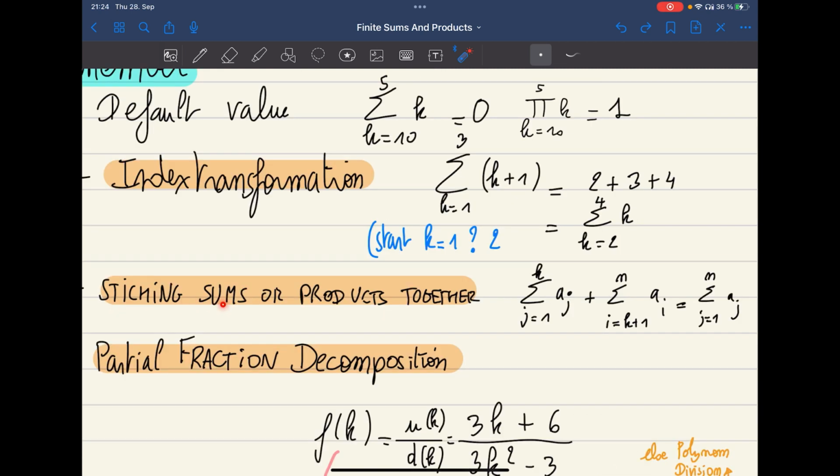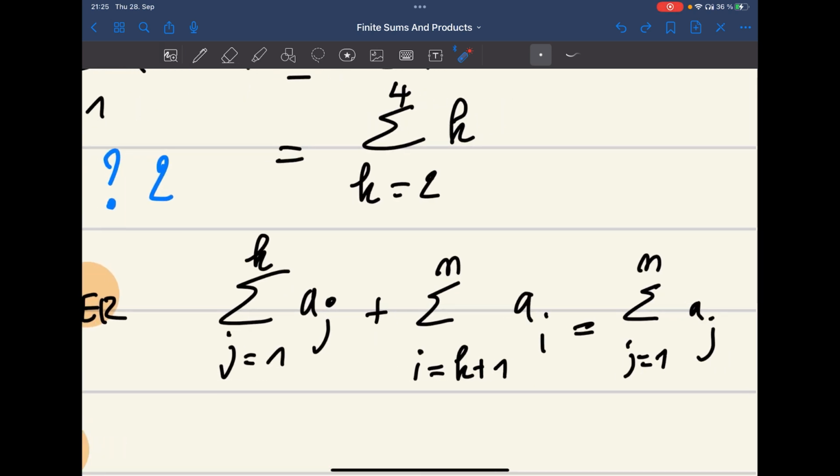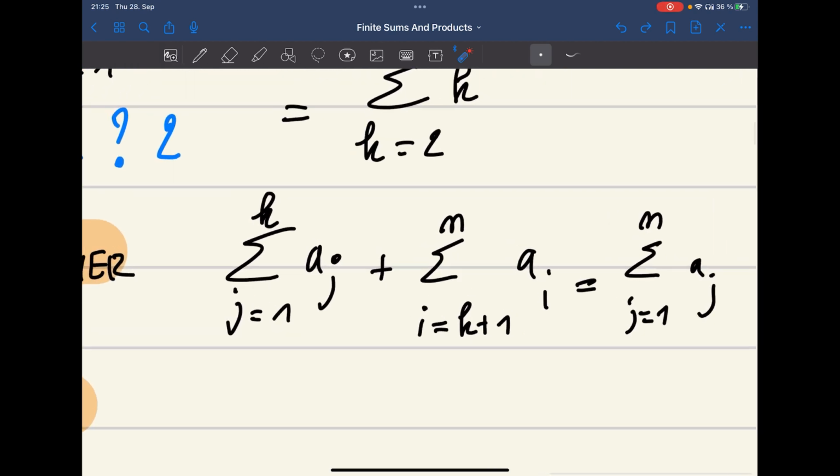What do I mean by stitching sums and products together? We also call it removing sums which are common. The main point is just that the sum from 1 to n is actually the sum from 1 to k and k plus 1 to n. This can be really useful. We'll see more in some exercises.